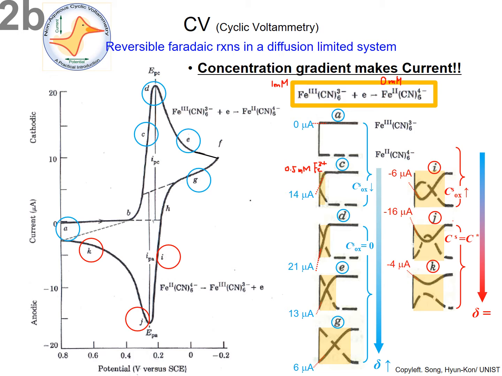Then also at the same time, 0.5 millimolarity of Fe2+ is generated at the surface of the electrode. Therefore, you can find some positive concentration gradient of Fe3+ around the surface of the electrode. At the same time, the negative concentration gradient of Fe2+ is developed on the surface of the electrode. This concentration gradient indicates the current.